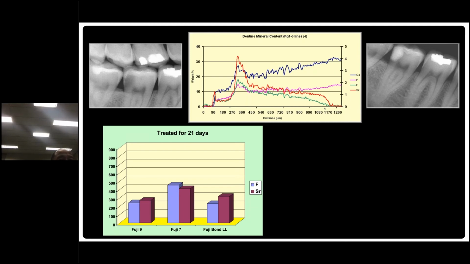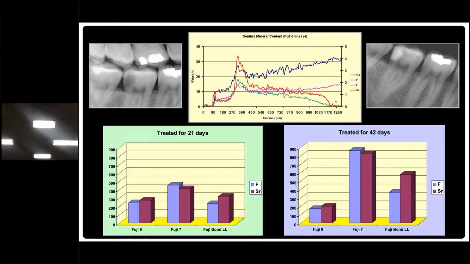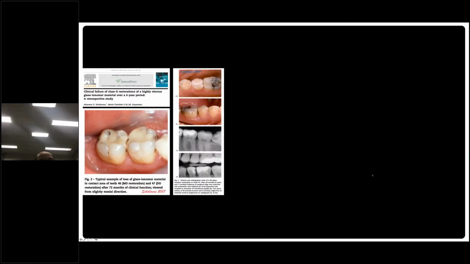We did a study looking at how much strontium and fluoride get into the lesion. Fuji 9, Fuji 7, Fuji Bond, Fuji 7 Triage do a little bit better. But then if we wait for 42 days, the infusion of strontium and fluoride doesn't happen instantaneously. With time, we more than triple what Fuji 9 can put into those lesions in both fluoride and strontium.